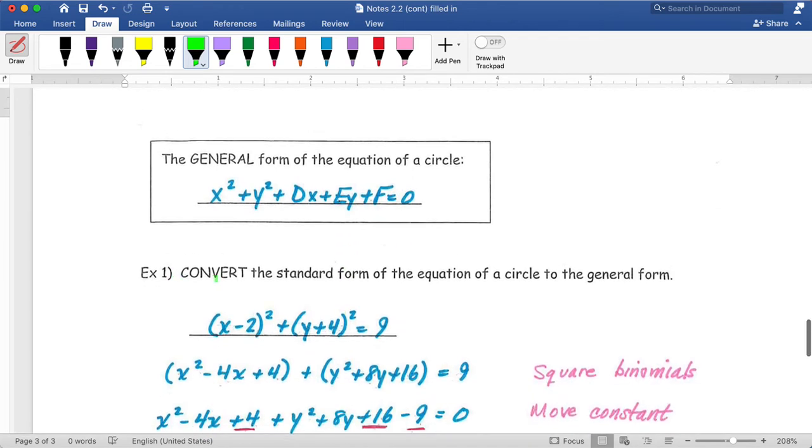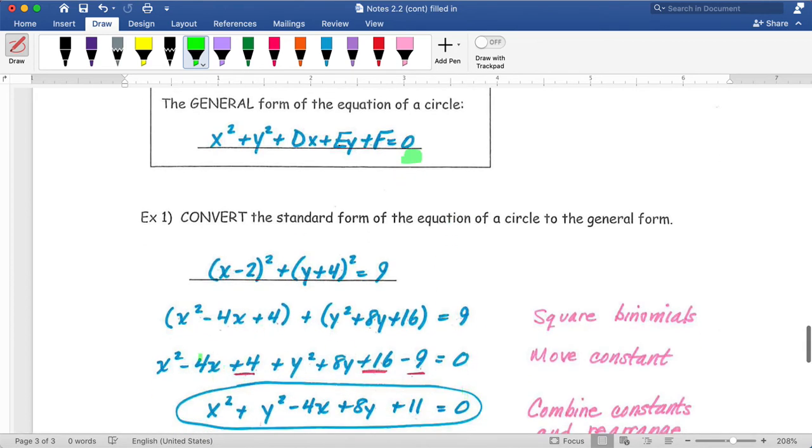All right, so if I want to convert the standard form to the general form, all you have to do is multiply this out. Okay, you're going to square this binomial. Square the first, x squared. Square the second, +4. First times second, -2x, doubled, -4x. Same thing here. Square it, multiply, then double. Gives you this. Equals 9. Now remember, the general form is set equal to 0. You need 0 on this side.